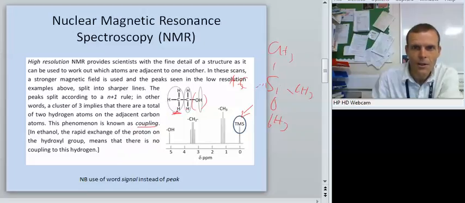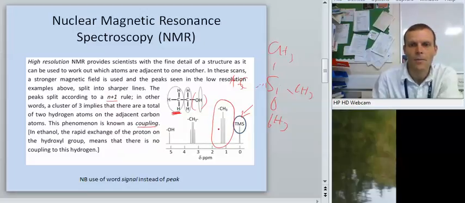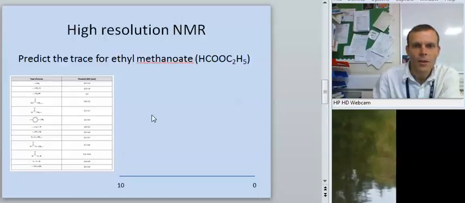And what we find is that the peak, the signal, due to this, splits into 3 as a result, because we follow this n+1 rule. So it's 2 plus 1. So that peak splits into a triplet, like that. And we can try drawing one ourselves for this ester.